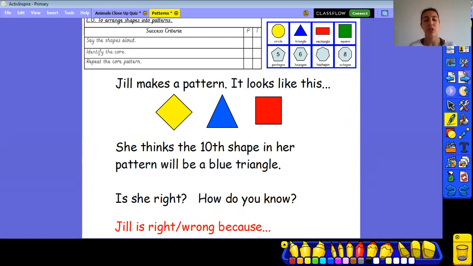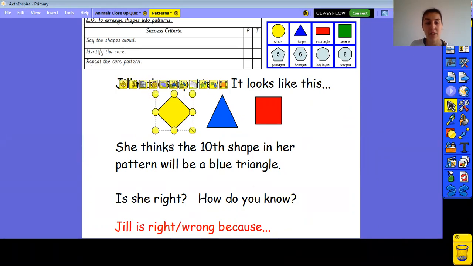Okay, so now we're going to go on to an open question for you. Jill makes a pattern and it looks like this. Now, you might want to say that this is a diamond. This is not a diamond. This is a square that has been tilted on its side. So we've got tilted square, triangle, square. She thinks that the 10th shape in her pattern will be a blue triangle. Is she right? How do you know?